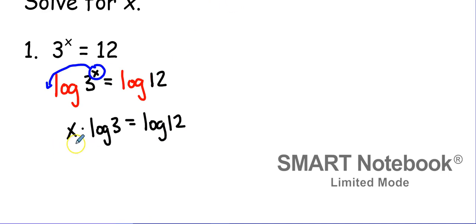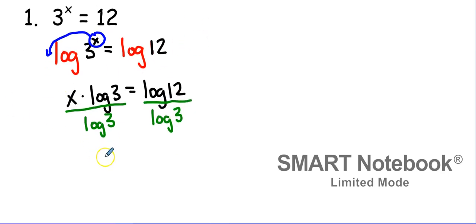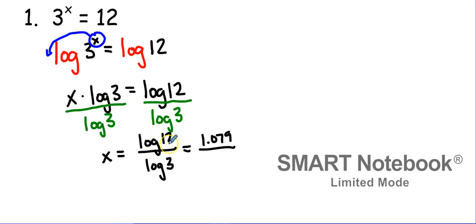Next step is to divide by this to get x by itself. So we divide by log of 3 on both sides. Remember, these are just numbers. This is saying what power of 10 gives me 12. This is saying what power of 10 gives me 3, and we can use our calculators to find those answers. So this simplifies to x equals log of 12 over log of 3. Use your calculator to find these values. This is about 1.079. That's log of 12. Log of 3 is about 0.477.